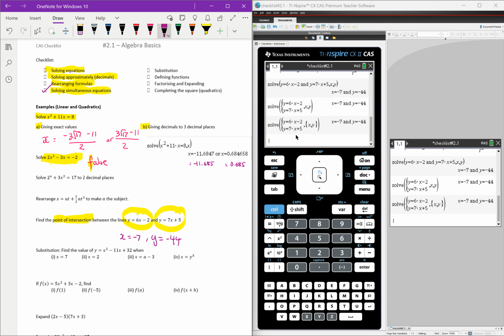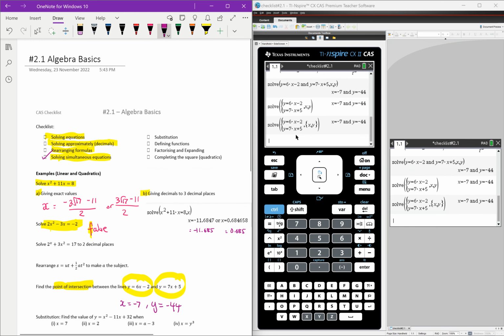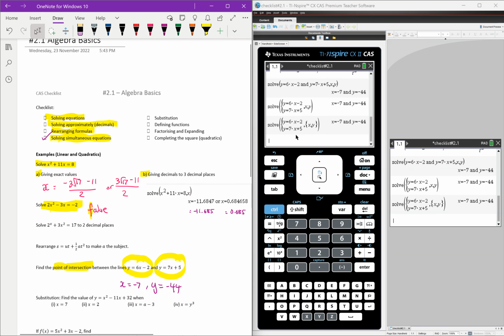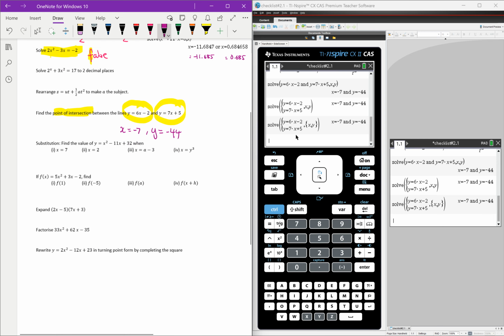All right, on to the next few skills: substitution, defining functions. You might have seen me in my first video using defining functions to show you why we do the add problems. Substitution, this is all based on defining functions. Okay, so I'm going to quickly show you here.